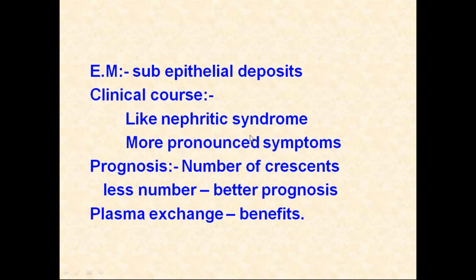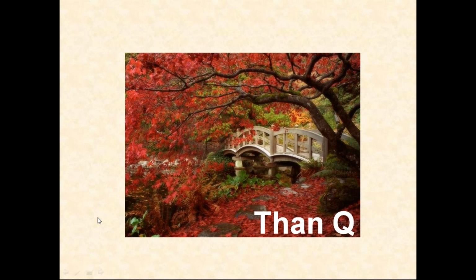So in electron microscopy, you see that there is subepithelial deposit. The patient has a clinical course similar to nephritic syndrome. Whatever symptoms are there, they are more pronounced, and prognosis depends upon the number of crescents. The more the crescents, the worse the prognosis. The fewer the crescents, the better the prognosis. So the therapy here is plasma exchange. So with this we finish.